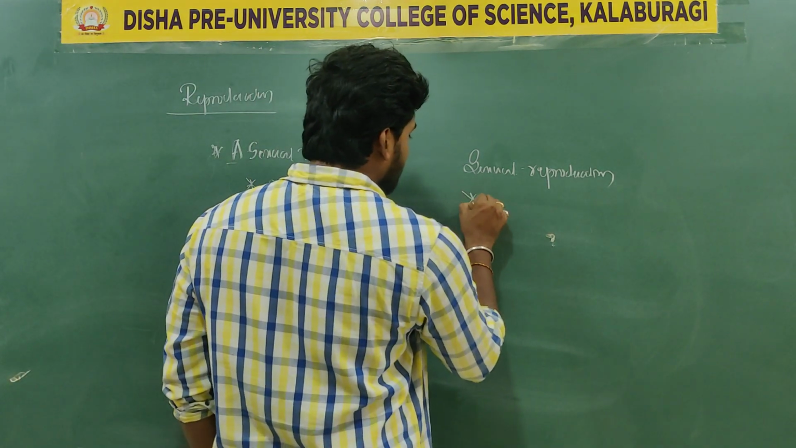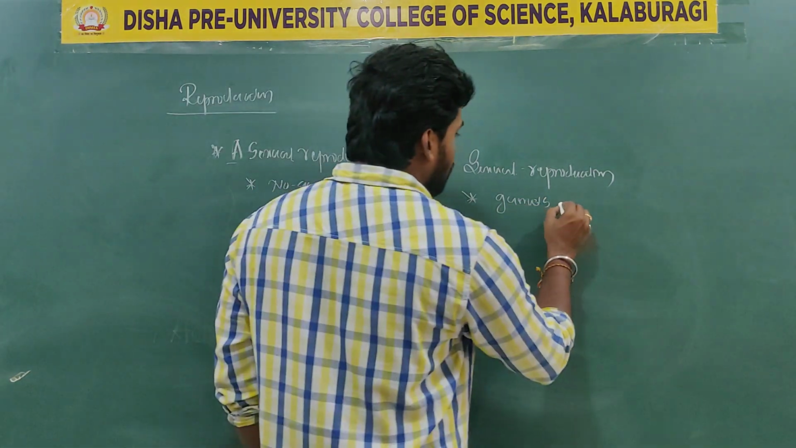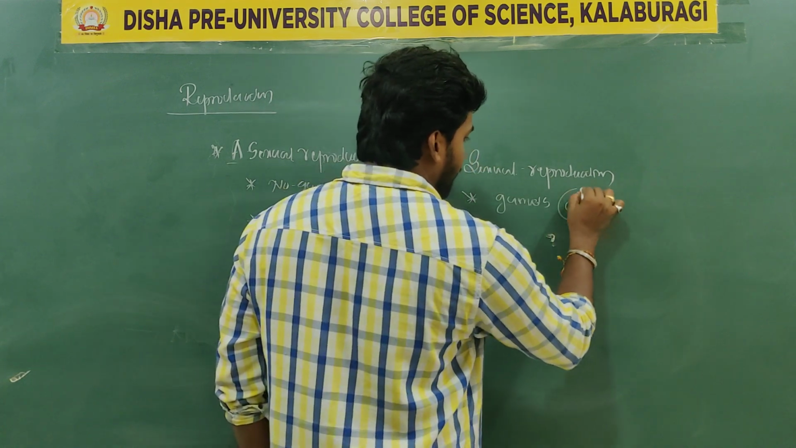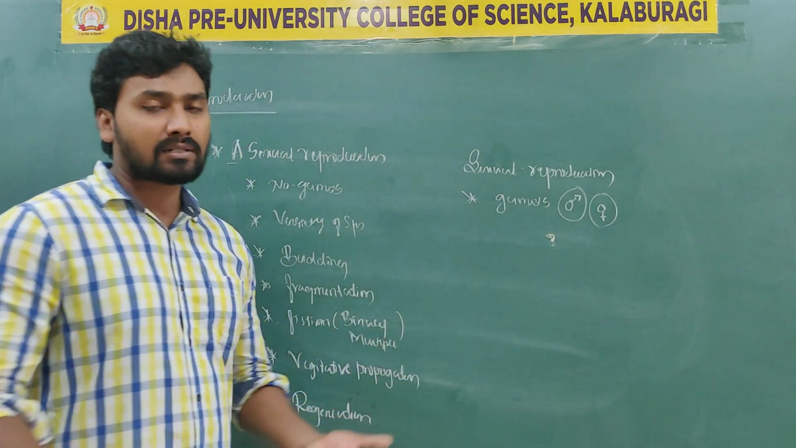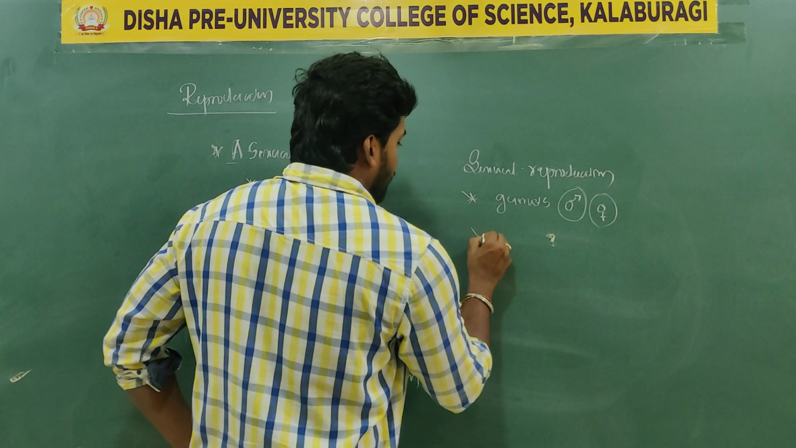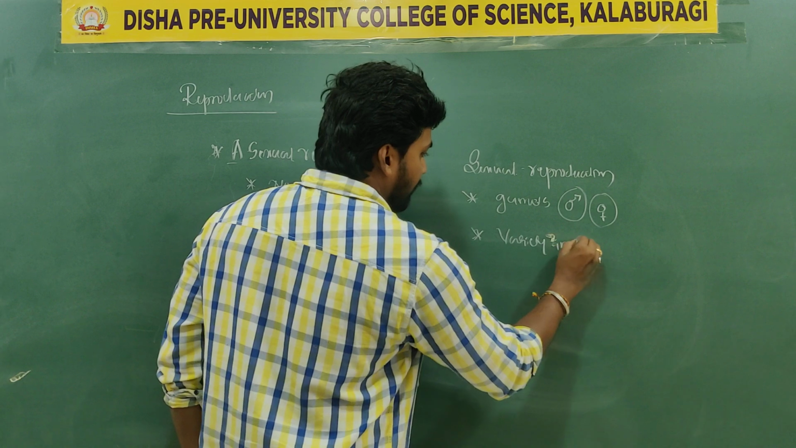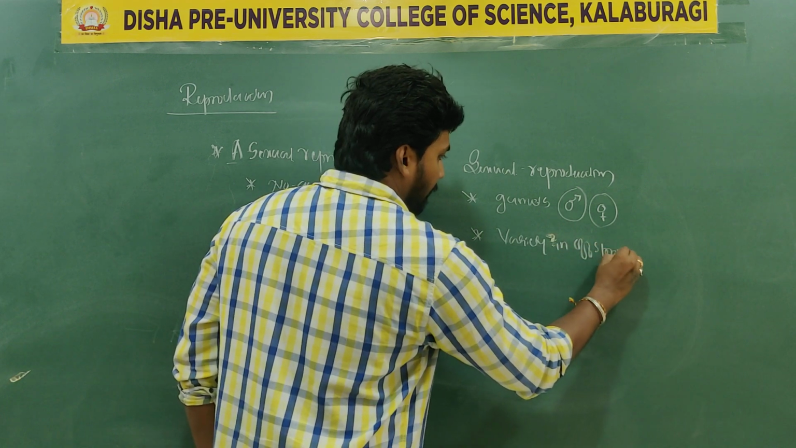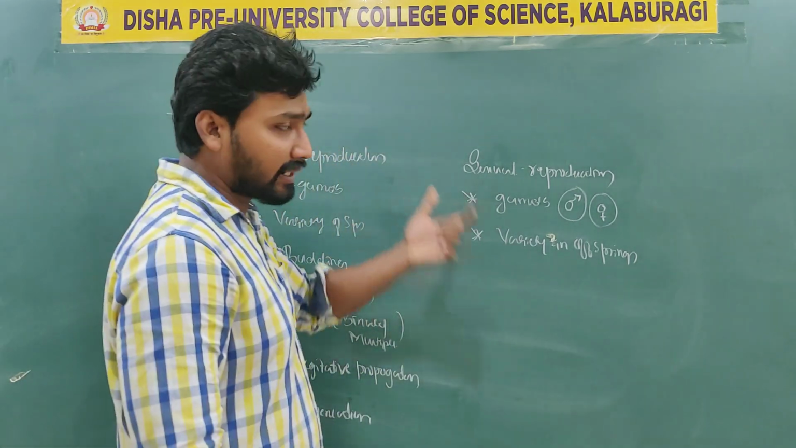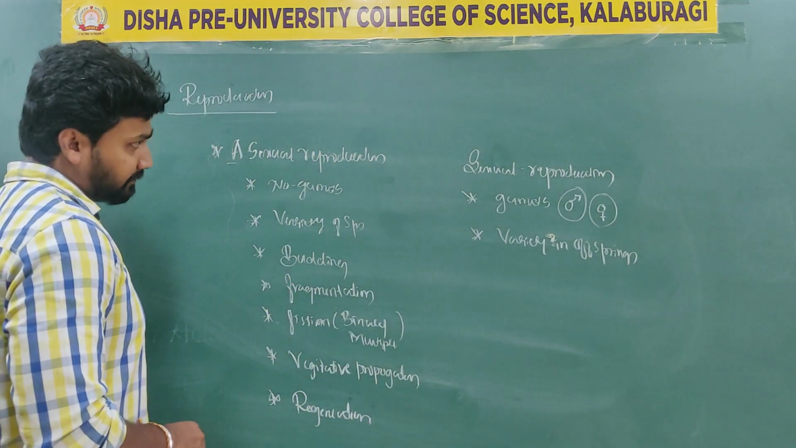In sexual reproduction, gametes are involved, sexes are involved. Here two gametes are involved. One is the male gamete, another is the female gamete. These two gametes play a vital role in the formation of young ones. And here there is variety in offspring. You are going to see different types of offspring which don't look like their parents.